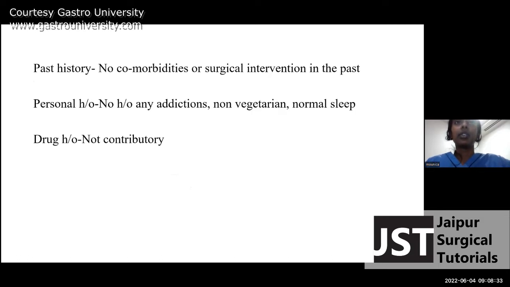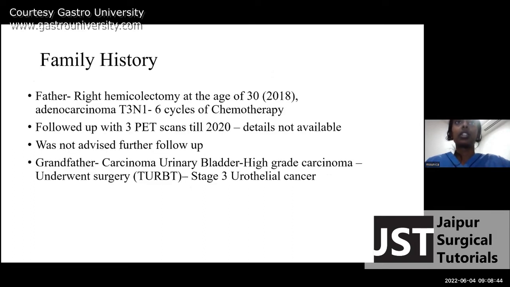Coming to personal history, he doesn't have any history of addictions. He is a non-vegetarian and he has a normal sleep cycle. There is no contributing drug history obtained from the patient. Family history: the father has undergone right hemicolectomy at the age of 30 years in 2018. He was diagnosed with adenocarcinoma T3N1, received 6 cycles of chemotherapy, followed up with 3 PET scans till 2020. Details are not available. He was not advised further follow-up.